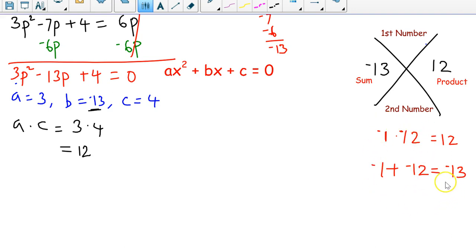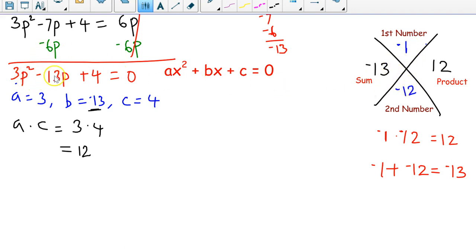Okay, so these are the two numbers, negative 1 and negative 12. The first number, negative 1, is bigger than negative 12. So let me write negative 1 first. Always I prefer to write the greater number first and the lesser next. That helps us a little bit, but you don't have to. You can write negative 12 here and negative 1 there. That's fine.